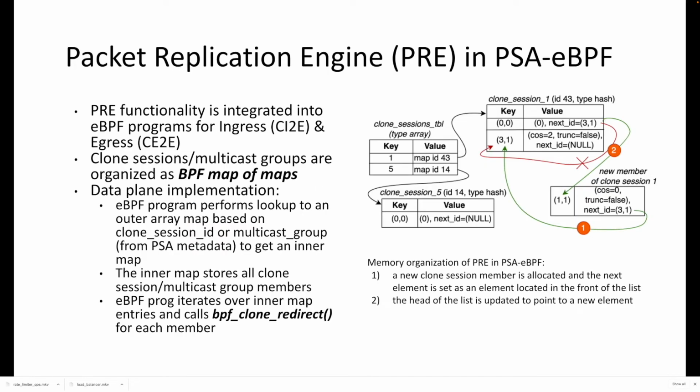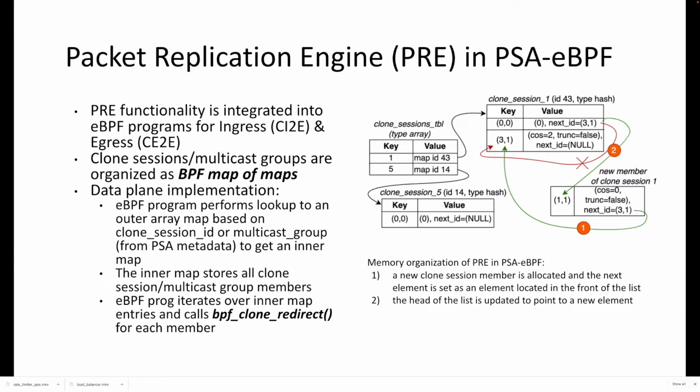Next, let me explain how the packet replication engine is implemented internally. As you already know, the packet replication engine is split into the ingress and egress parts and integrated into eBPF programs for ingress and egress respectively. Both clone sessions and multicast groups are organized as BPF map of maps, as you can see in the diagram. The diagram shows the memory organization. The outer BPF map is an array map that stores the mapping between clone session ID or multicast group ID, and the inner BPF map that stores members of either clone session or multicast group.